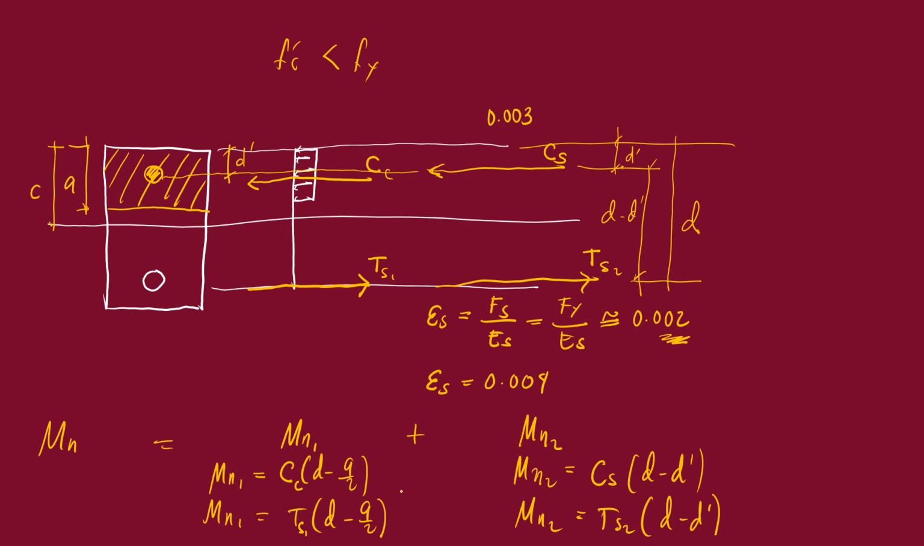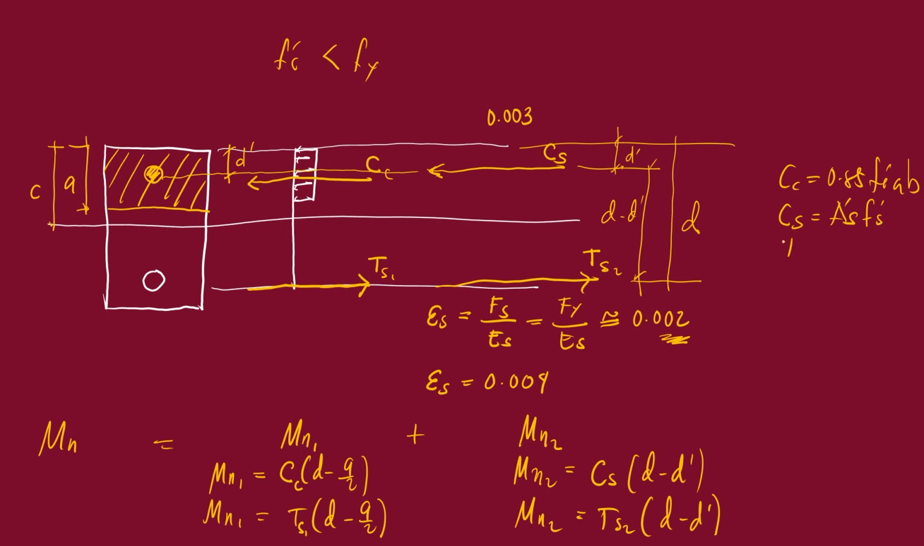Okay, so these are the formulas for Mn. Also, we have to identify ano ba yung value ng CC. CC is 0.85 f'c a b. That's the value for your CC. How about your CS? Your CS is equal to As prime, to denote that it is in compression, multiplied by fs prime or fy.